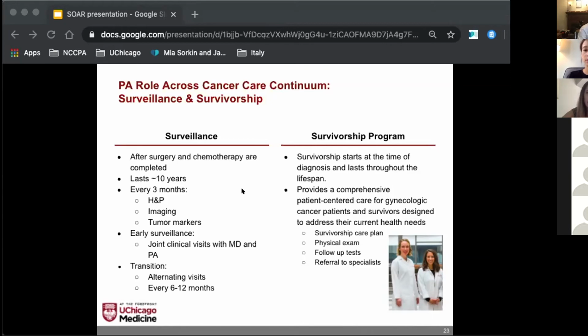Initially, surveillance visits are staffed jointly at our institution with myself and our attending physician, and then that transitions oftentimes to alternating visits, and eventually I may completely take over the surveillance of a patient.